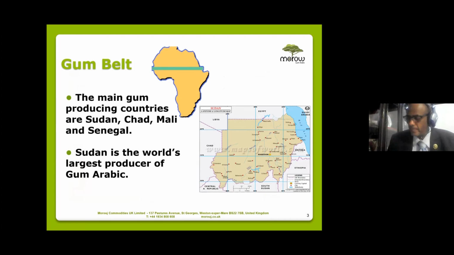Gum Arabic acacia trees grow naturally in Africa in what is called the gum belt, shown in this green strip. The gum acacia trees grow between latitudes 10 and 14 north. Most of the main gum producing countries are Sudan, Chad, Mali, and Senegal, and Sudan is considered the largest producer of gum Arabic.